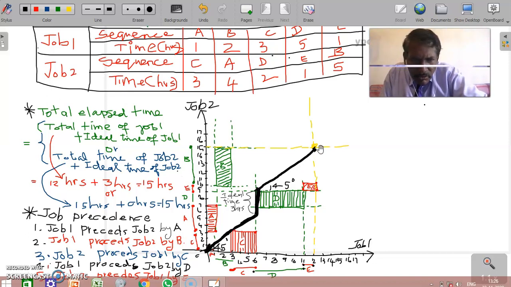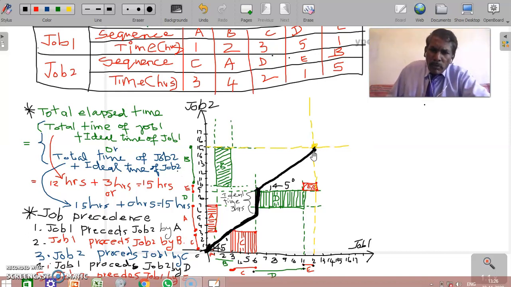Afterwards, reaching the terminal points of this box, again you have to draw the 45 degree lines, and it goes through this. This is the point of intersection of the total time taken by job 1, 12 hours, and the total time taken by job 2. So this particular point is the intersection of processing time on job 2 and processing time of job 1.